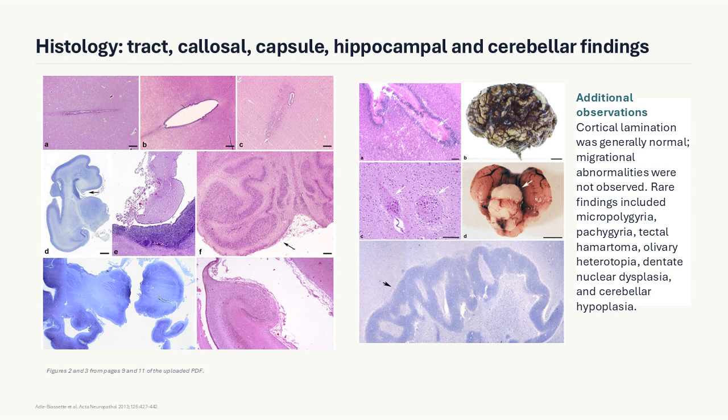The histology also reinforces what is common versus what is incidental. Cortical lamination was generally normal, and major migrational abnormalities were not a consistent feature. Rare findings included micropolygyria, pachygyria, tectal hamartoma, olivary heterotopia, dentate nuclear dysplasia, and cerebellar hypoplasia. For diagnostic purposes, though, the high-yield findings remain hydrocephalus, corpus callosum abnormality, aqueduct stenosis, and corticospinal tract abnormality.